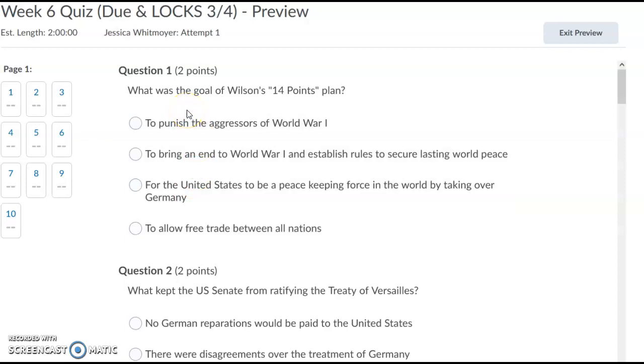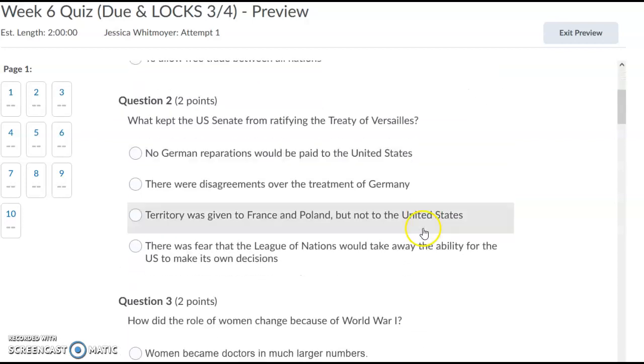Question 1. What was the goal of Wilson's 14 points plan? To punish the aggressors of World War I, to bring an end to World War I and establish rules to secure lasting world peace, for the United States to be a peacekeeping force in the world by taking over Germany, to allow free trade between all nations.